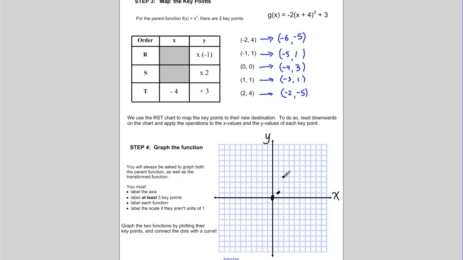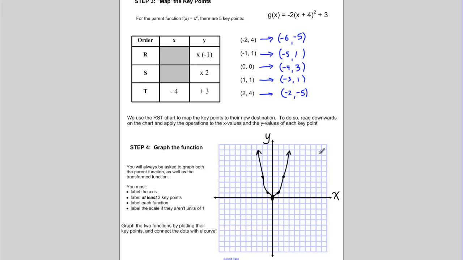And remember, the best thing about parabolas is that they are symmetrical. So going the other way, negative 1, 1 and negative 2, 4 should look the exact same. And we can just connect the dots, remembering to extend the curve beyond our last point. And there we have it.